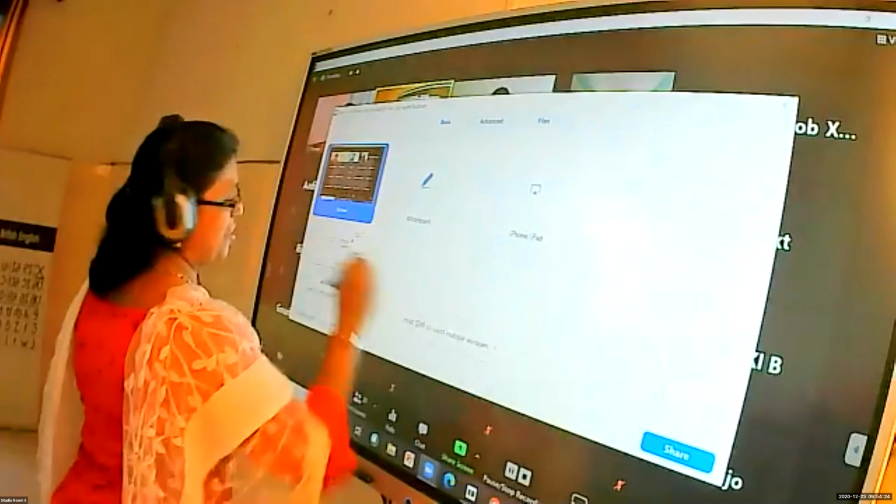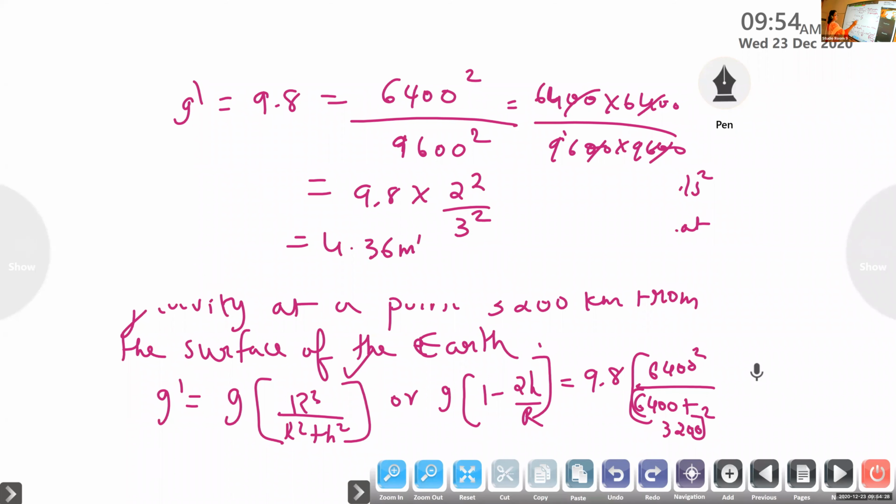So the final answer you will get is 4.36 meter per second square. Now you see, as altitude increases, look at the g', it reduces. Instead of 9.8, we are getting 4.36.